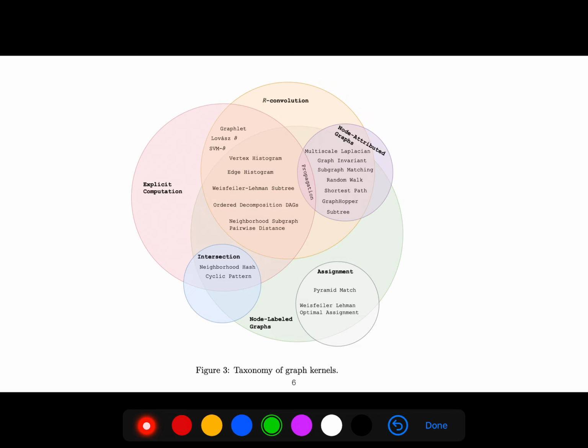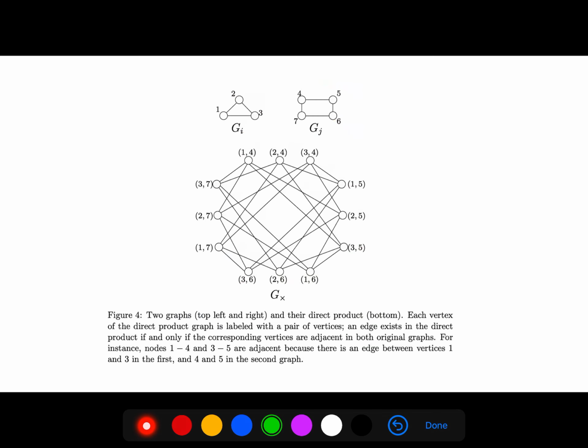So this is the taxonomy of graph kernels. As you see, some of them are explicit computation, some of them are node attributed graphs, some of them are convolution. For example, WL sub 3 is an explicit computation, but it also has an intersection with node labeled graphs. So you can see how you can categorize different kinds of graph kernels, so that based on your research question, you can choose the appropriate graph kernels.